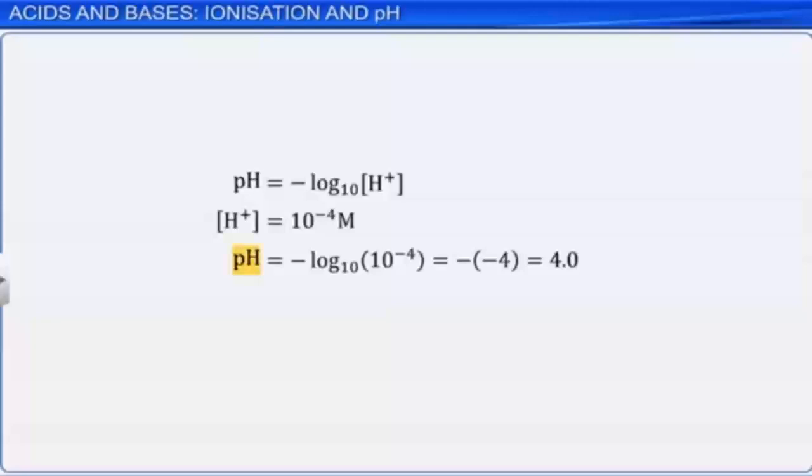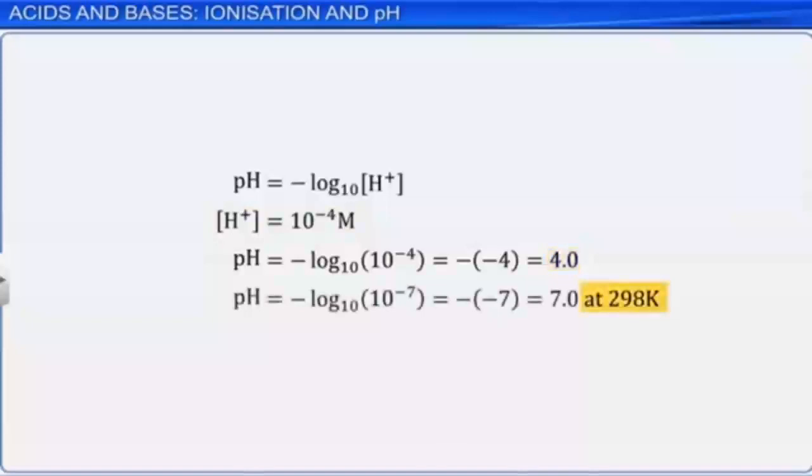The pH of a solution is defined as the negative logarithm to the base 10 of the molar hydrogen ion concentration in a solution. Thus, the pH of a solution containing hydrogen ion concentration of 10 to the power of minus 4 molar will be equal to 4. You have seen that at 298 Kelvin, the concentration of hydrogen ions in pure water is equal to 10 to the power of minus 7 moles per liter. Thus, the pH of pure water is 7.